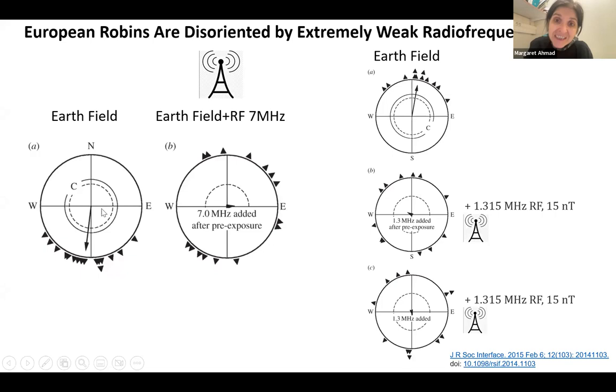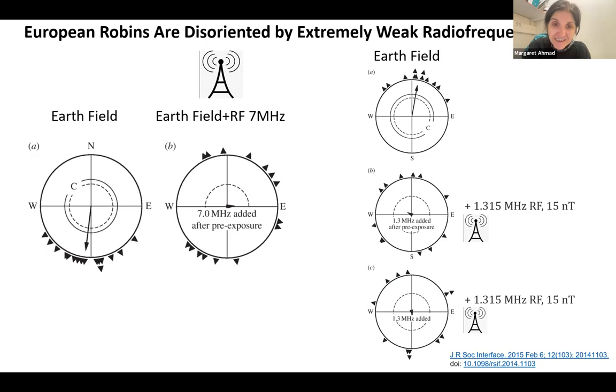Panels B and C both show the response of the birds in the funnel to an applied radio frequency field of 1.3 megahertz. And as I think Daniel told us, this is close to the Larmor frequency. This is the theoretically predicted frequency that should interfere with magnetic navigation, with the geomagnetic field perception. And they were able to go down to intensities of 15 nanotesla.